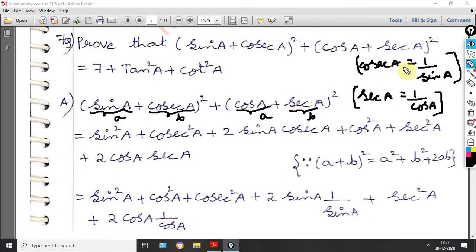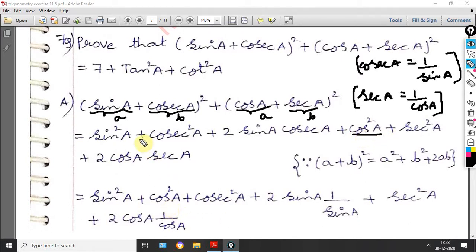Cosecant A we can write as 1 by sin A. Anywhere secant A is there, we can write 1 by cos A. That is all we are using here. First, we wrote this sin square A as it is. Next, sin square A we wrote here as it is. Next, we wrote this cos A first, and after sin A we wrote this cos square A here.